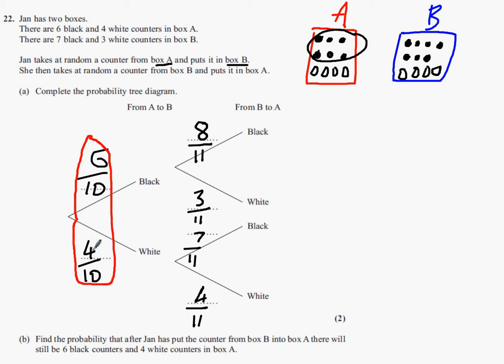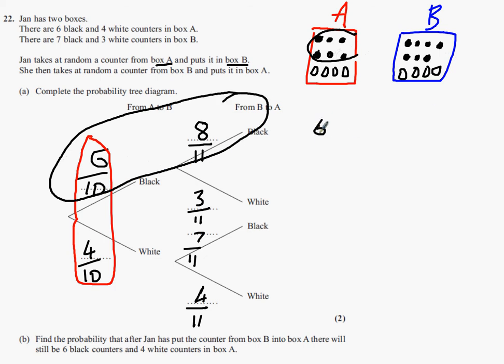Well, the only way that could happen is in 2 ways. One would be to add a black to box B, but then take away that black and put it back into box A. I would just want to demonstrate that again. It would be a matter of taking away one of the ones in A and putting it into box B, but then taking it back out of box B and putting it back into A. So that's how we'd get back to where we started. So, black out, black back in. So that's this route here.